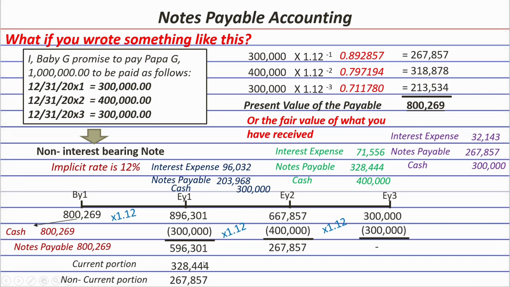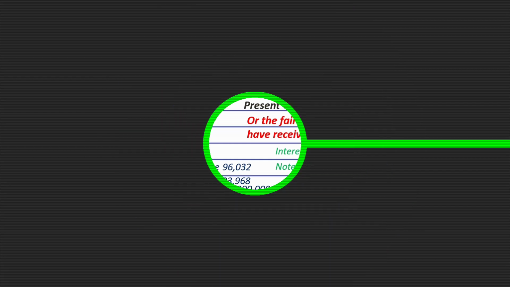Okay? Now, moving forward, we have 267,857 at the end of year 2. Let's know if this is 100% current, 100% non-current, or are we going to split this balance also? To do that, let's move forward 12 months later. And as you can see here, the notes payable balance is 0. So that only means one thing. The whole 267,857 balance at the end of year 2 is a current liability, and there is no non-current portion. And that's it for the presentation of the balances.